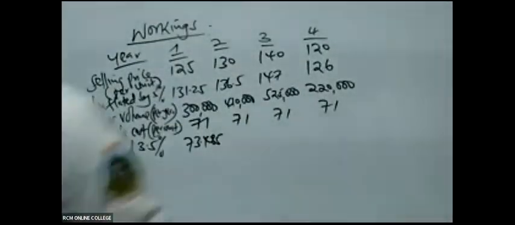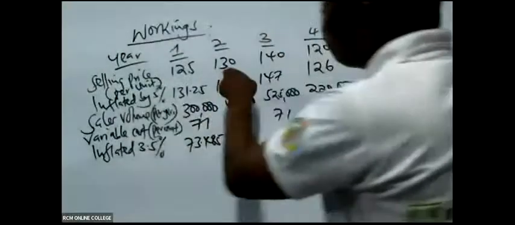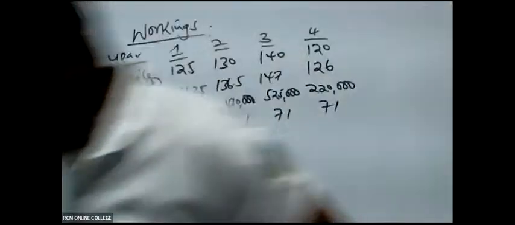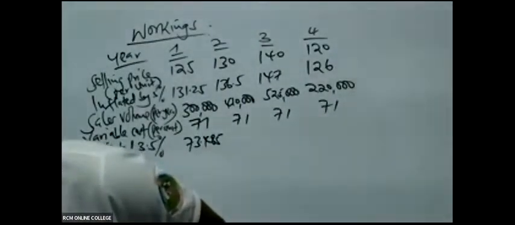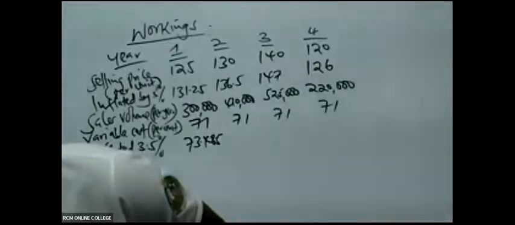We need to understand something here, guys. Are we inflating from the one which has already been inflated, or are we inflating what we have been given here? 125, 130, 140. It is inflated at 3.5%, so we inflate 71 per annum each year, not cumulative. I think it's not cumulative.